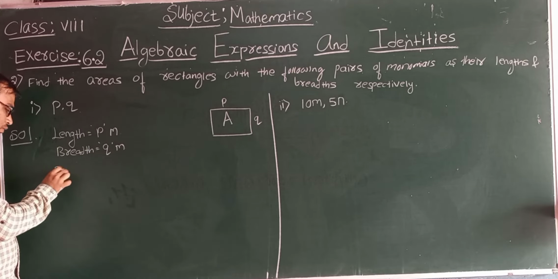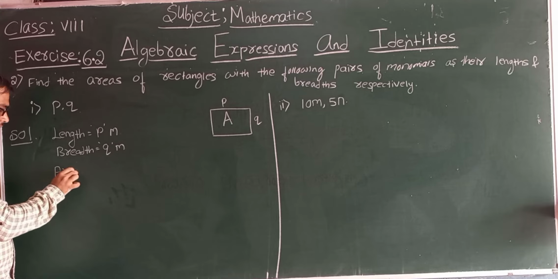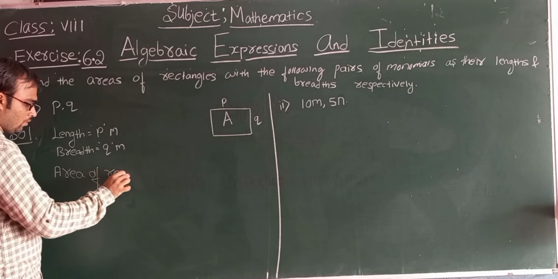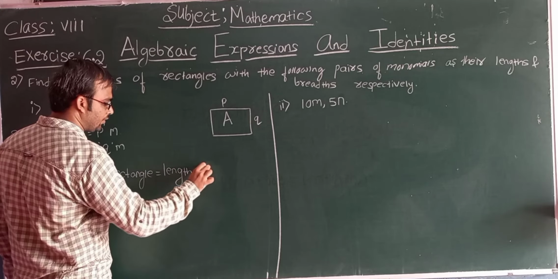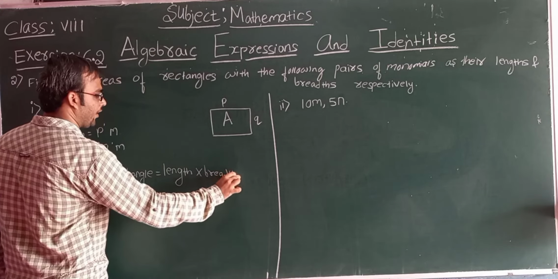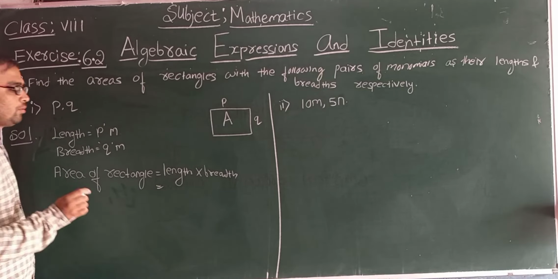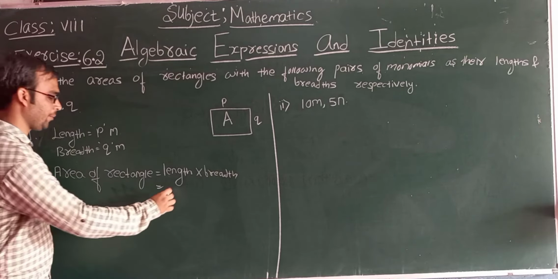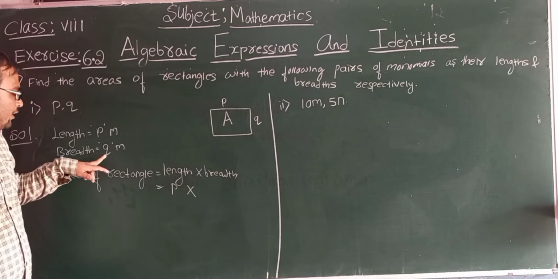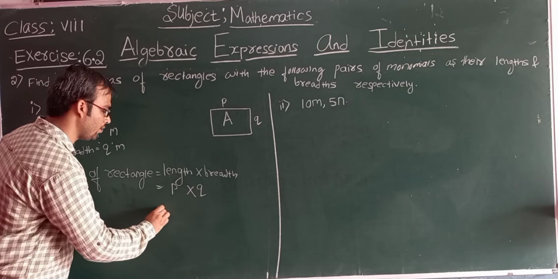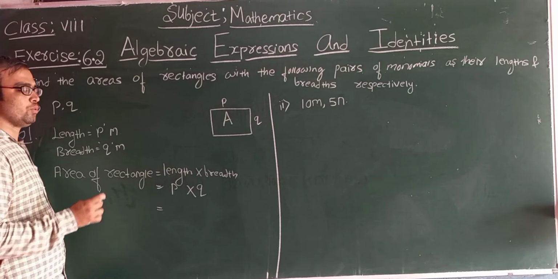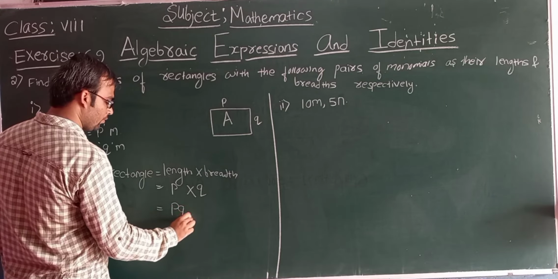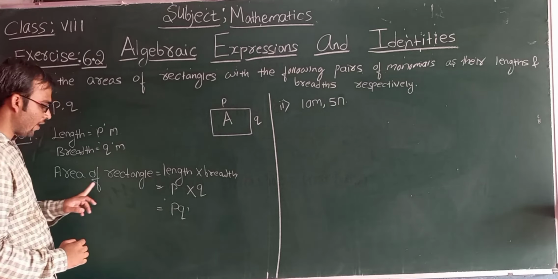Then students, what is the formula to find the area of a rectangle? Area of rectangle is equal to what? Length into breadth. Okay, so area of rectangle is length into breadth. And here what is length? p into, and what is breadth? q. Okay students, so length is p and breadth is q. And here what we have got? p into q. So what is p into q? pq. And here they have asked area, no?